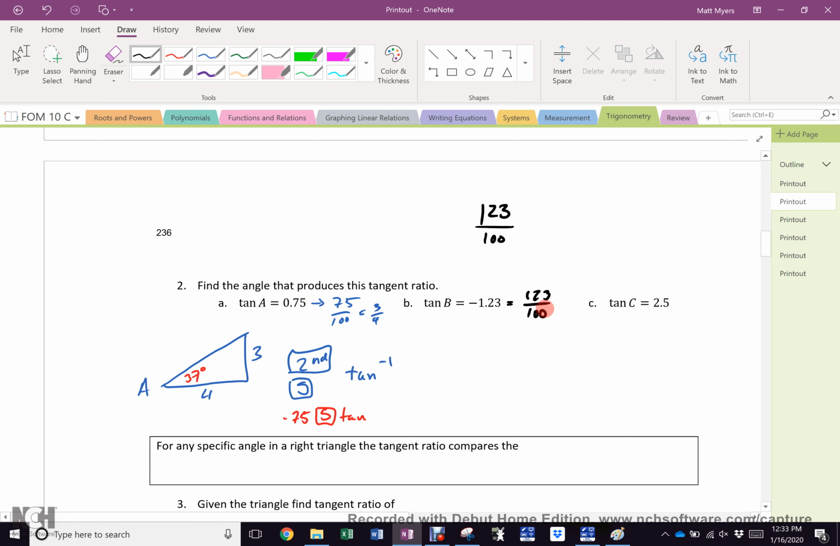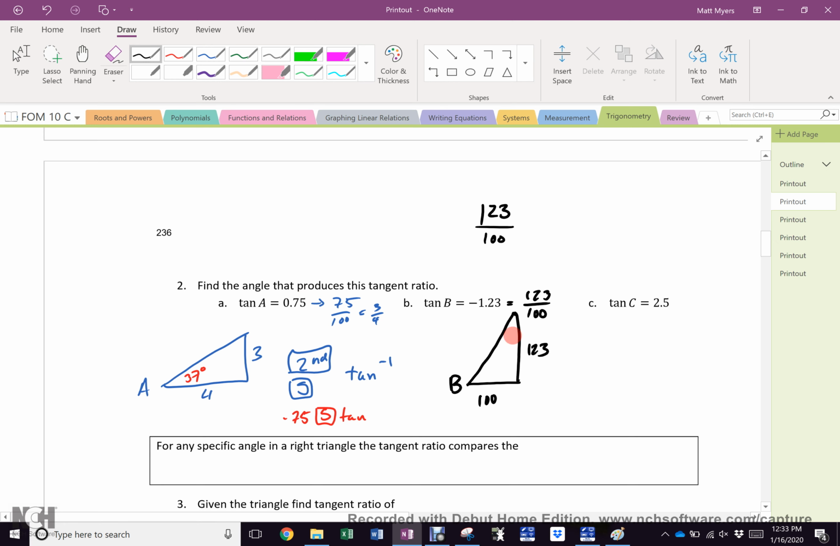What would the triangle look like? There's my angle B. What would it look like? How far would I go this way? 100. How far would I go up? 123. And there's that triangle. Everybody understand? Now, tell me what angle B will be. It's exactly like what you did here, but you used 3 and 4 or 0.75.